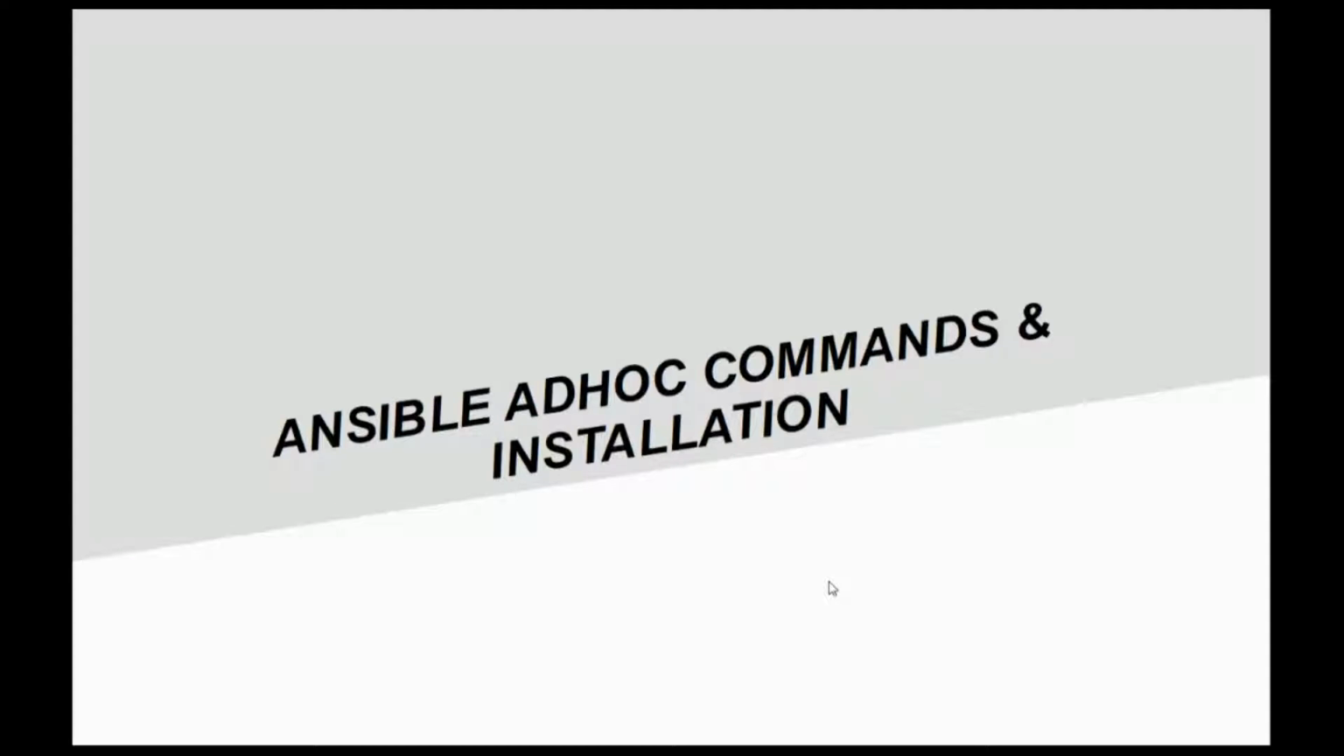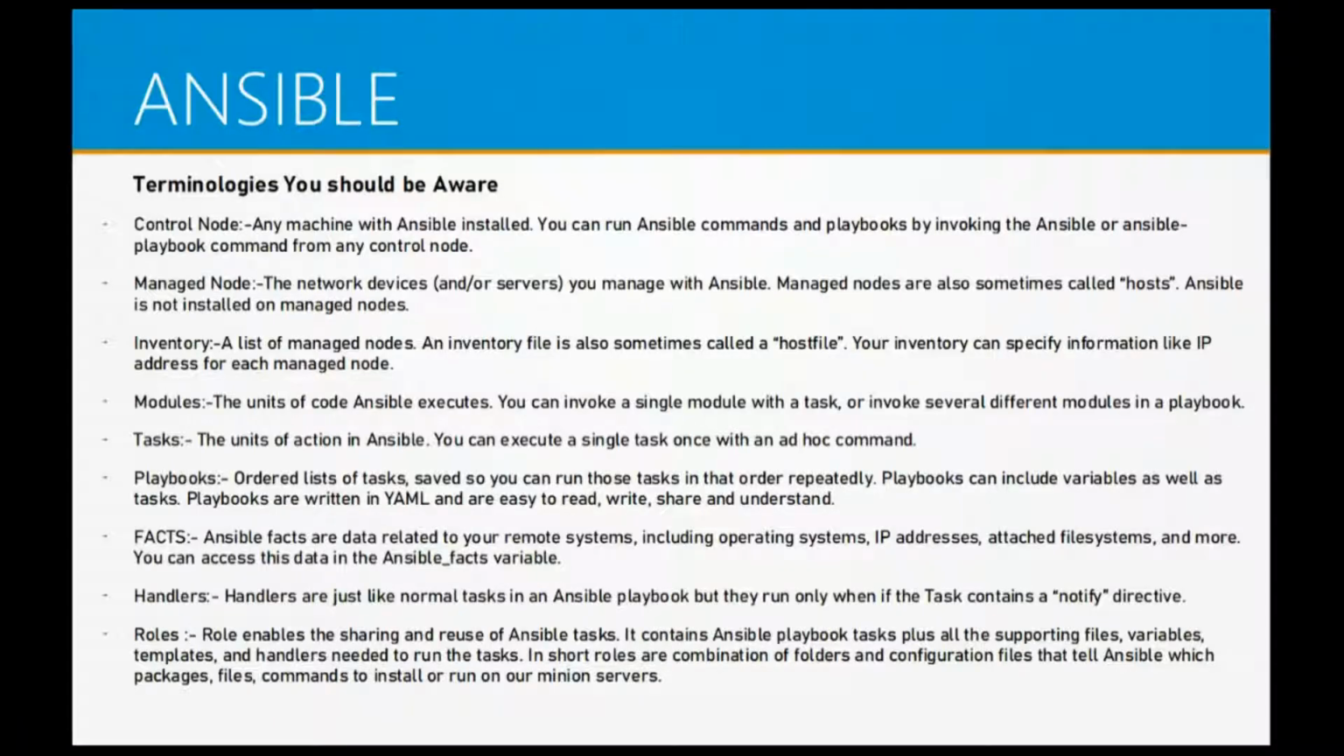Let's together understand what Ansible ad hoc commands are and how to install Ansible on your EC2 instance. Before we start with the installation, let's get familiar with some of the terminologies which you should be aware of whenever you're using Ansible. The first one is the control node. The control node is a machine where your Ansible is installed. It can run Ansible commands and playbooks by invoking the ansible or ansible-playbook command from any control node where Ansible is installed.